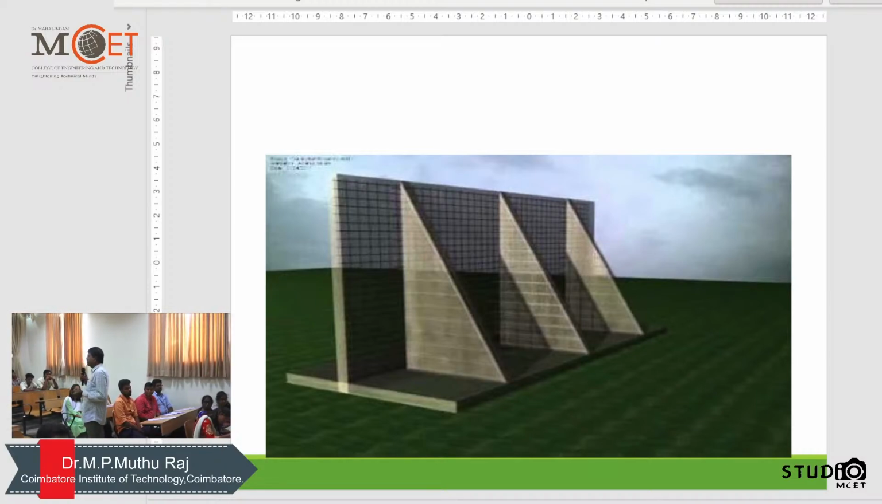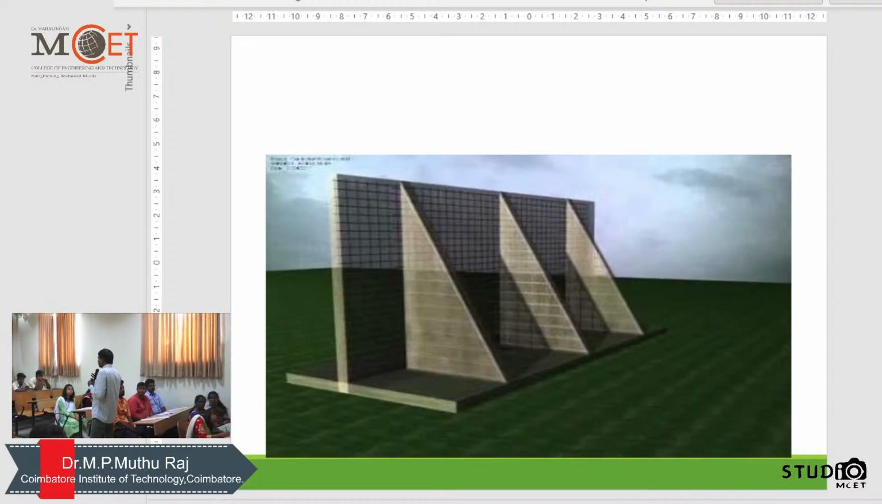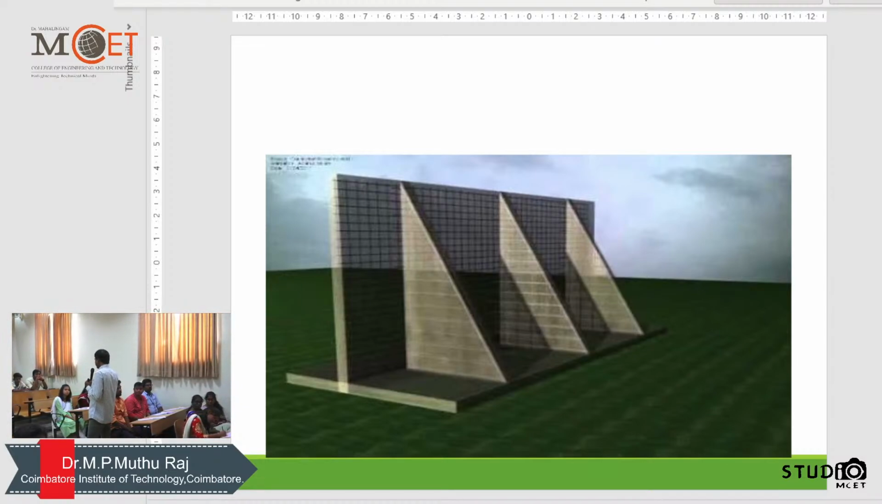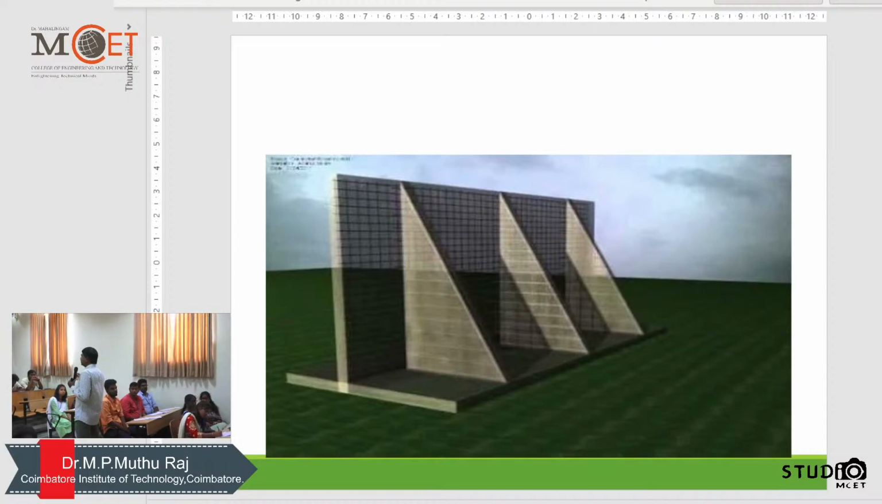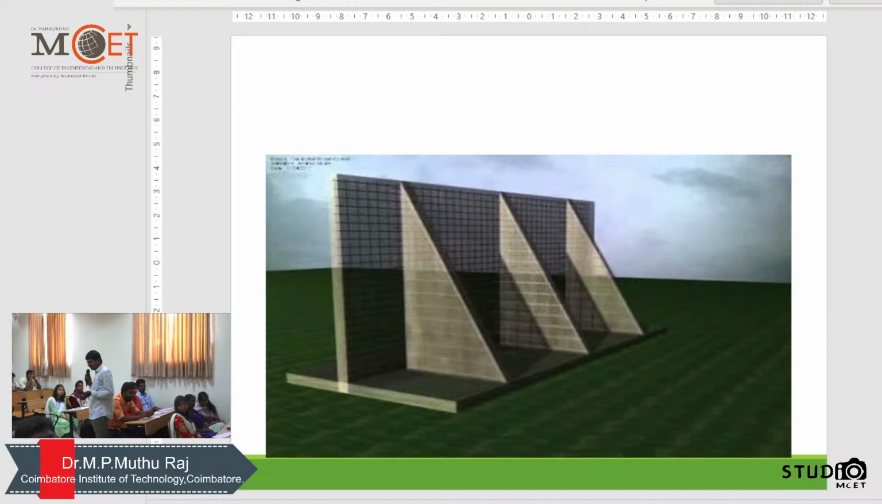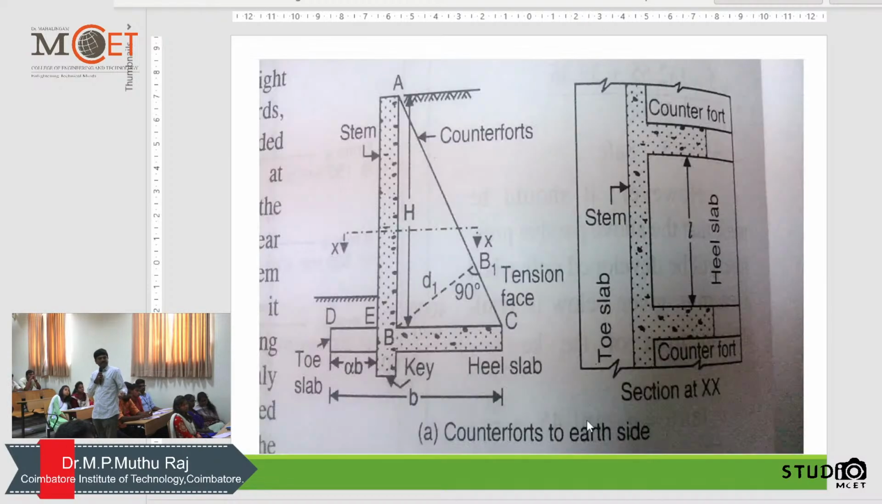If you see the economical condition, comparing the gravity retaining wall, counterfort, cantilever, buttress and all these things, the counterfort retaining wall is highly economical compared to all the others. The thickness is very less. You see that 450 mm versus 100 or 120 mm is sufficient. That is the advantage of this one. So the design is not necessary. Just try to understand.